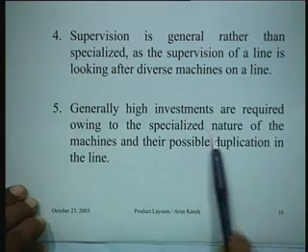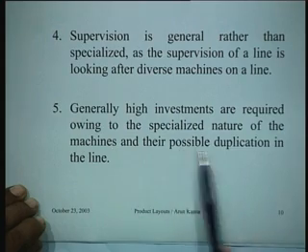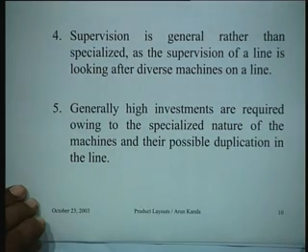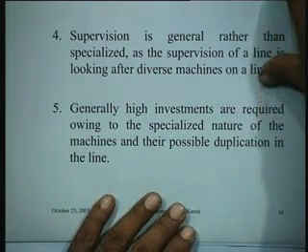He can probably open out each machine and assemble it, that kind of thing, because all are lathes and he has considerable experience. But this would not happen here, because you have one lathe, one milling machine, one special kind of machine, and so on. So all machines are distinct in the line, and you don't expect any person to be a specialist of all of them. Generally, high investments are required owing to the specialized nature of the machines and their possible duplication in the line. So this is also possible here.